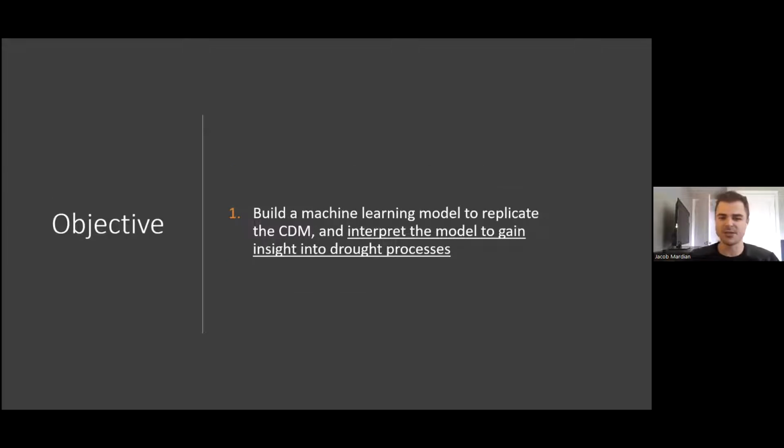So that brings me to our objective, which is twofold. The first, we wanted to build a machine learning model to replicate the drought monitor. So can we do this in an objective and data-driven way? And the second part of this is, can we interpret that model to gain some insight into the drivers of drought? And that second part is really what I'll be focusing on today.